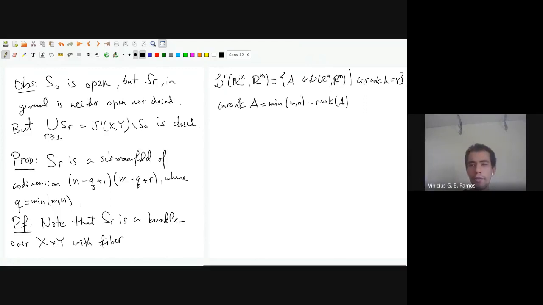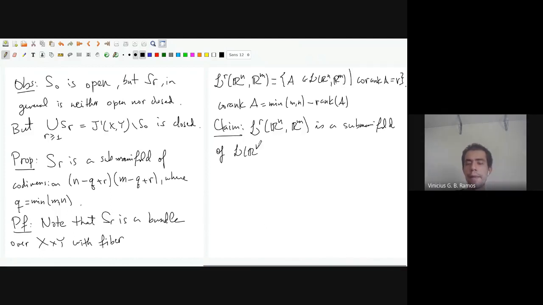So basically, what we need to prove that SR is a manifold and is a fiber bundle is that this LR is a manifold. So the claim is that this LR of RN RM is a submanifold of the linear space of linear maps from RN to RM, of the right codimension, this same codimension.